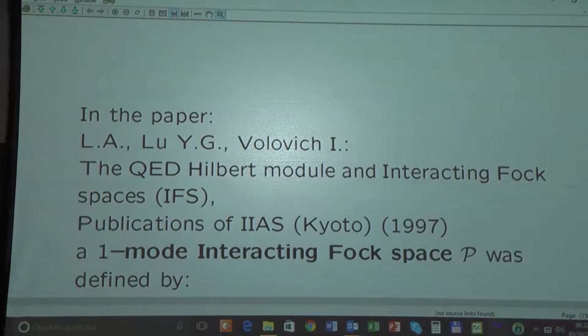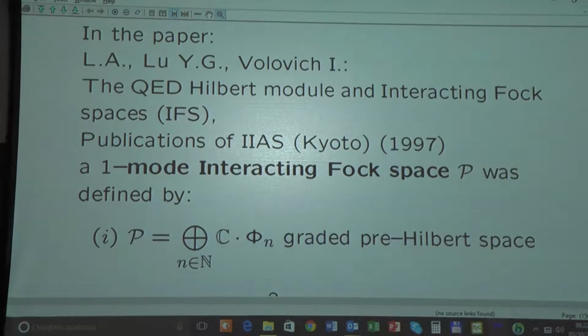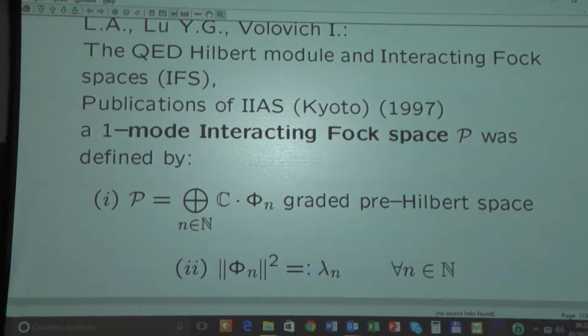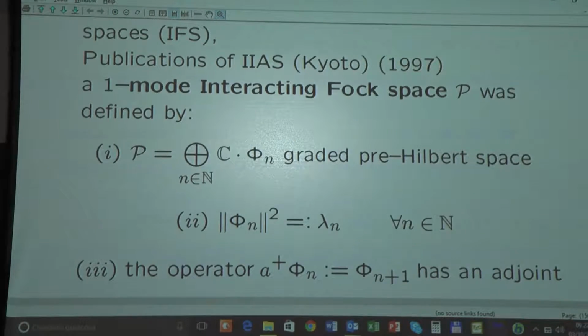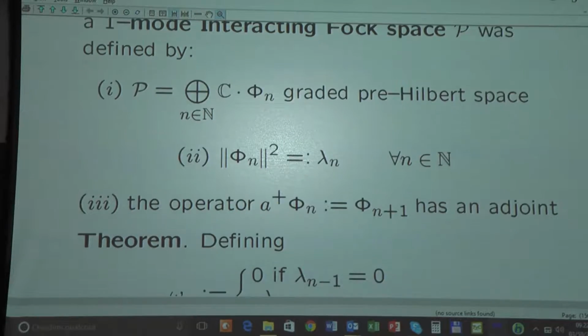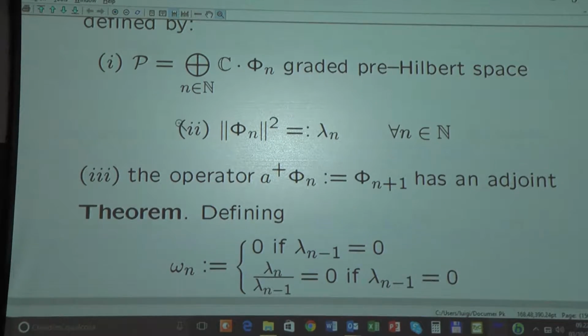In the paper that I mentioned at the beginning with Lu and Volovich, we defined the simplest possible interacting Fock space, the most elementary, the one mode, corresponding to a quantum mechanical system with one degree of freedom. And we defined it with three axioms. The first is the existence of the gradation. The second is that the norm is defined by a certain element which is greater than or equal to 0. And the third is the strongest condition. It seems innocent, but as you will see, it is very rigid.